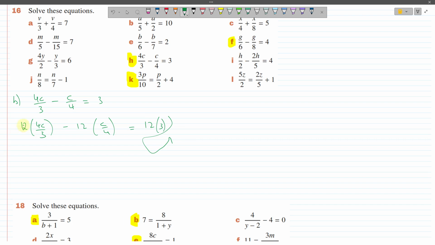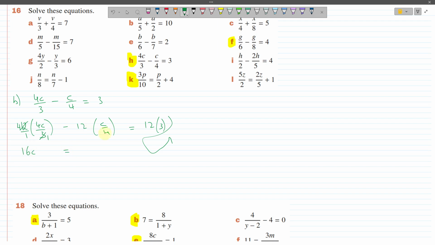Okay. So now the 12 and the 3, 12 divided by 3 is 4. Or we can think of it like this. I'm going to be cancelling out. I'm going to divide the 12 by 3 and then divide the 3 by 3. So when this gets divided by 3, you get 1. 12 divided by 3 is 4. That's what I have now. Now the denominator, 1 times 1 is just 1, so we can ignore it. We have 4 times 4c, giving us 16c.